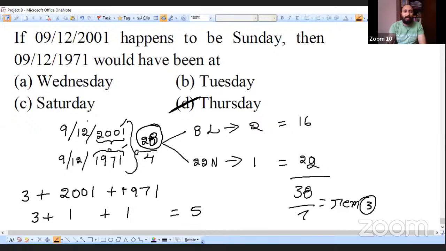So it has passed 12 months here and 12 months here. So we have got that one extra day in the February here and the February here. February 2001 and February of this. So we have got 5 odd days. 5 odd days means it is Thursday, starting from Sunday. Any doubt on this? I'm going to the next question.